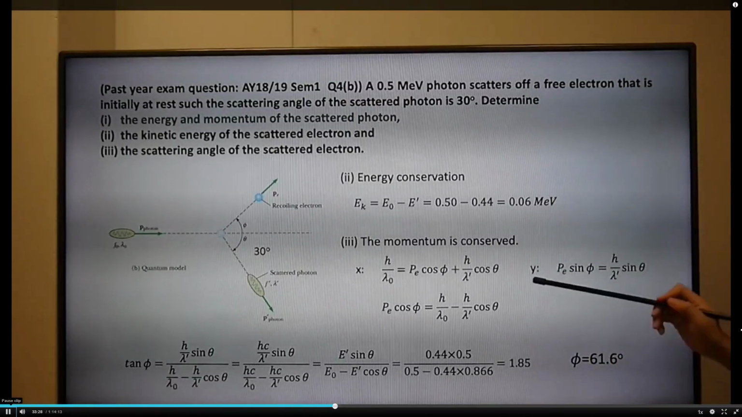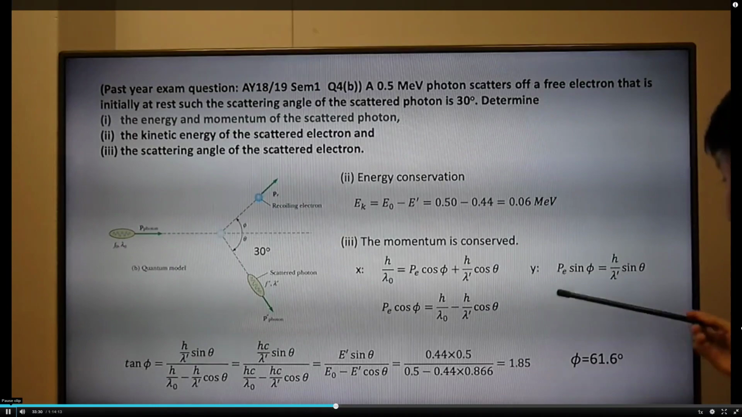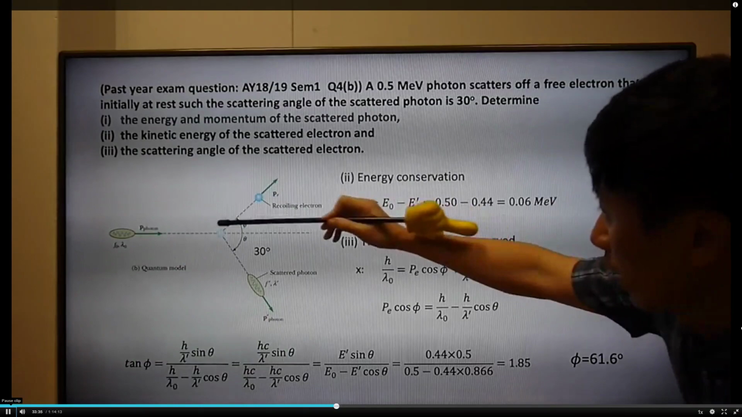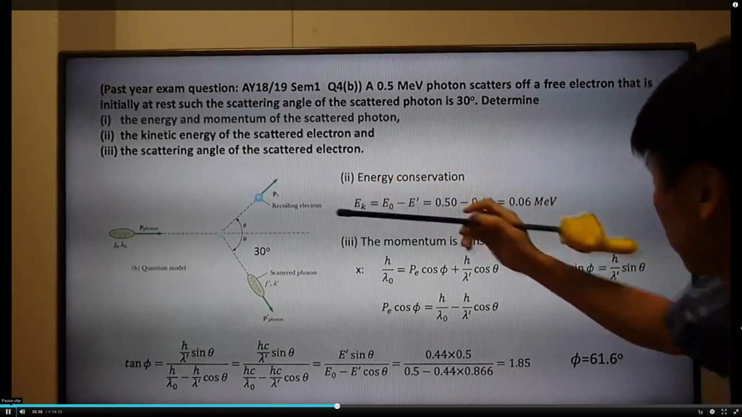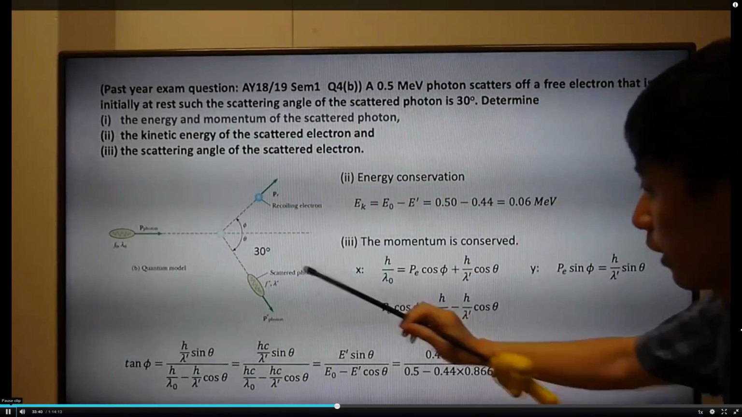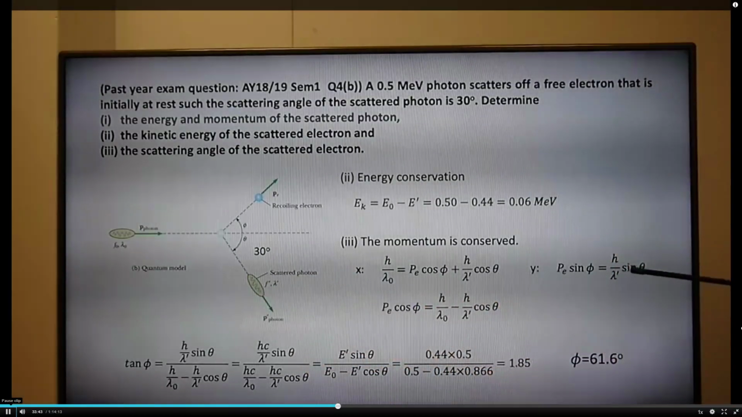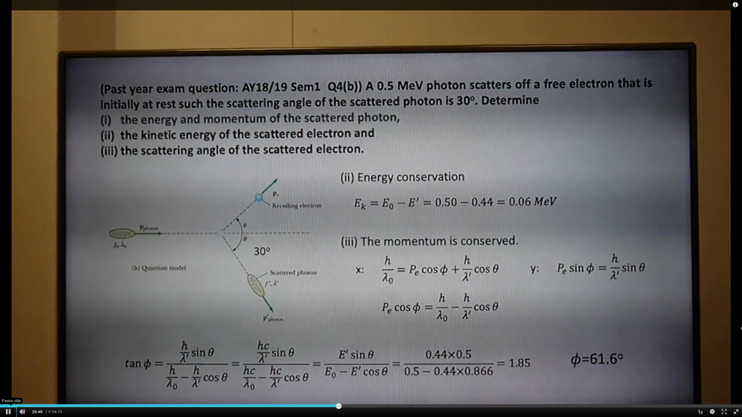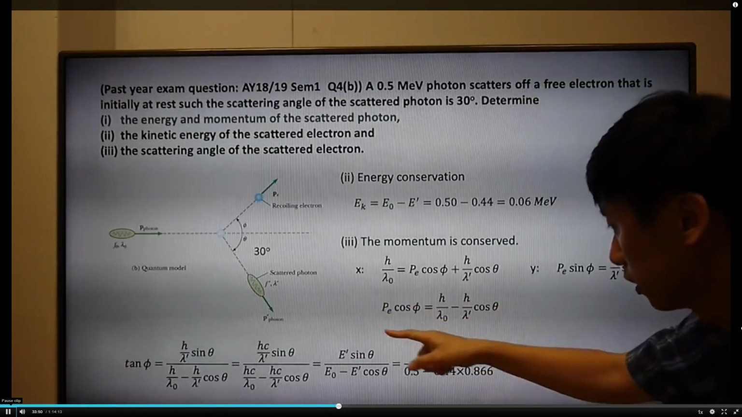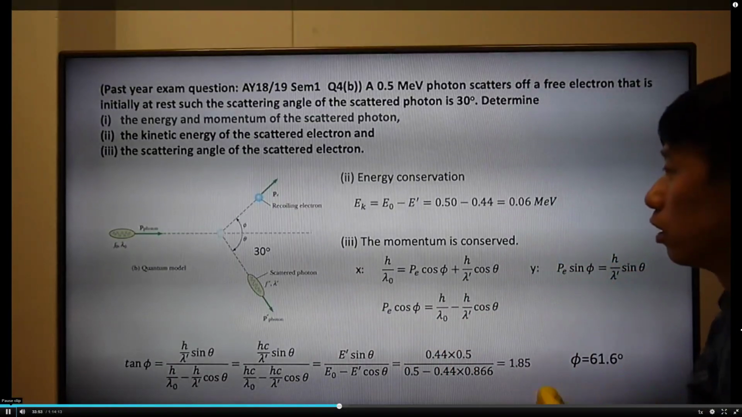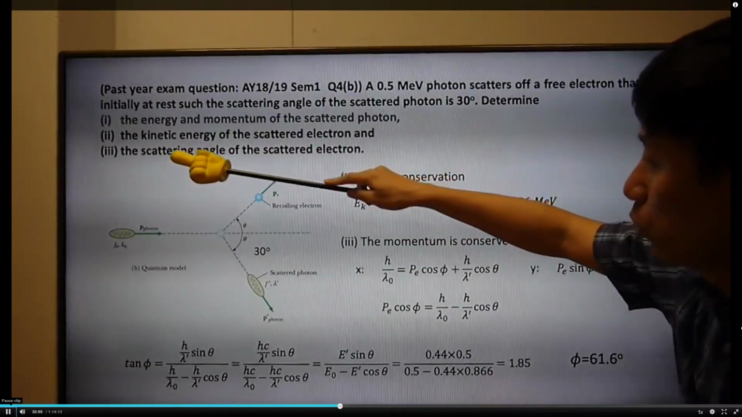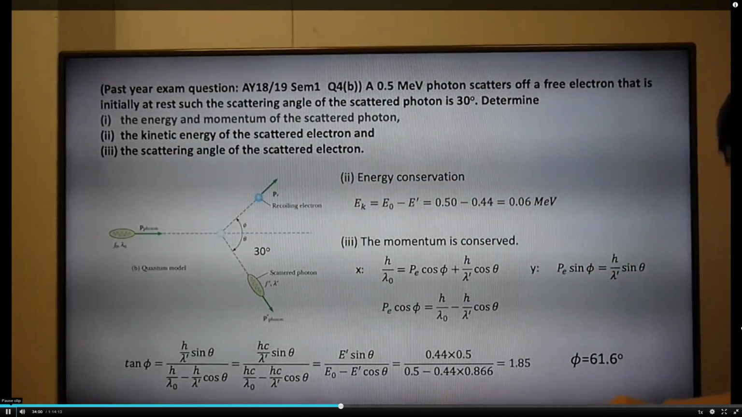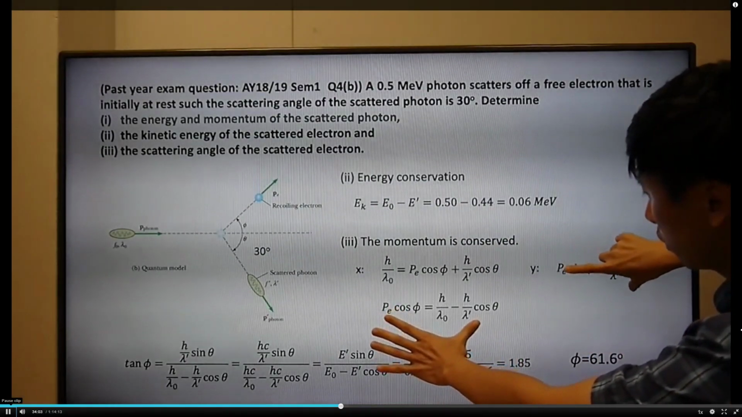Okay, then let's move on to the y component. In y component, the PE sine B, the y component of the momentum of electron, equals the y component of the momentum of scattered photon, h over lambda prime sine theta. Okay, so now you have two equations right here, and in the question we want to calculate this B, scattering angle. Then you can divide these two equations by each other.